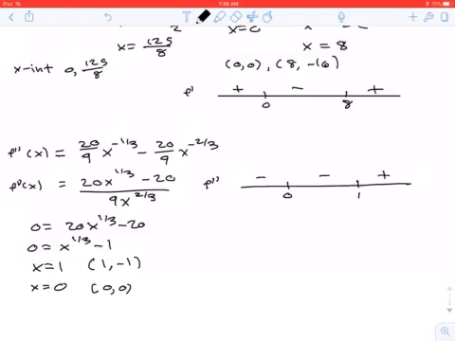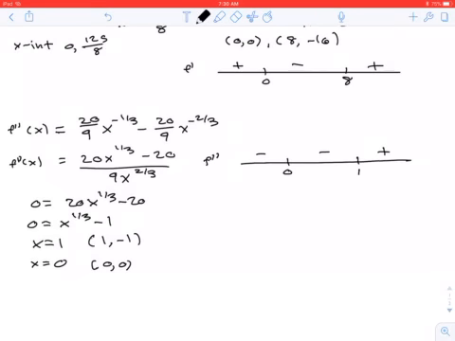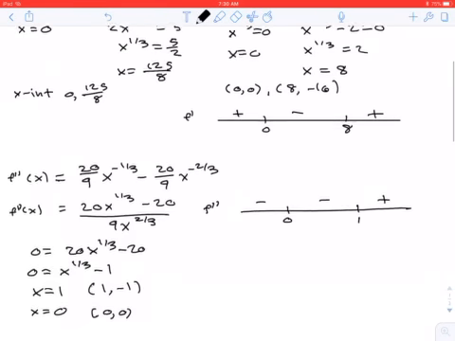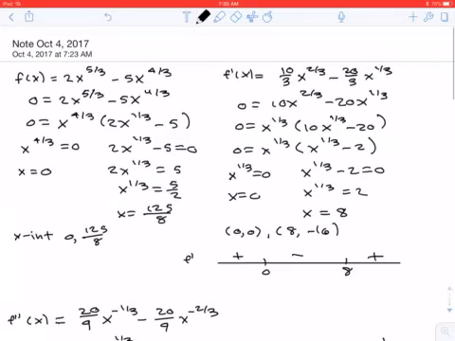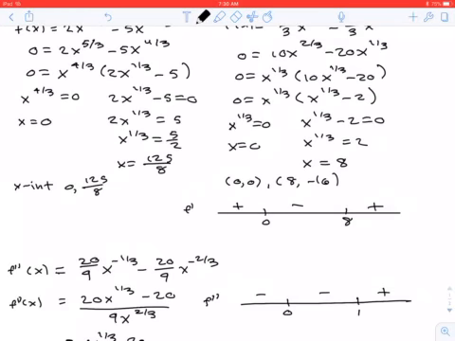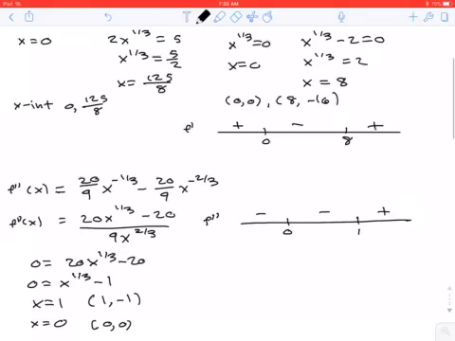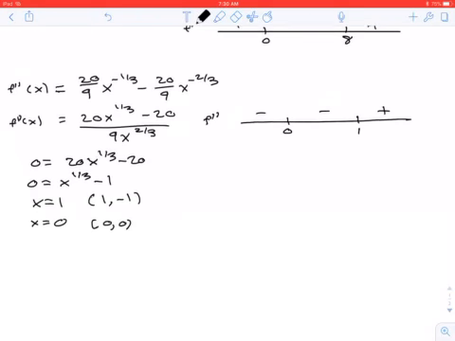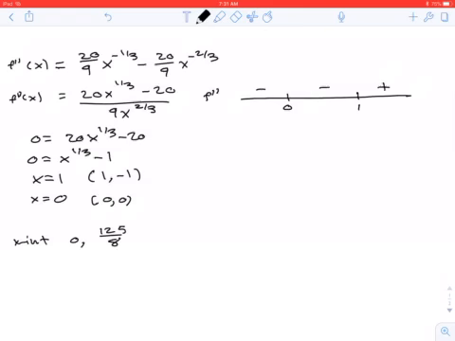Okay, so let's see what we can do. So again, I'm gonna kind of summarize what we got here. I'm gonna kind of put it all together here. So for the first derivative, well, let's see. We got x-intercepts at 0 and 125 over 8.